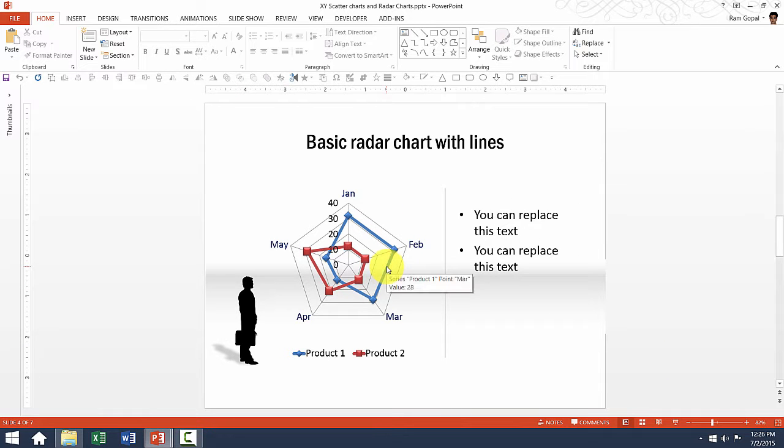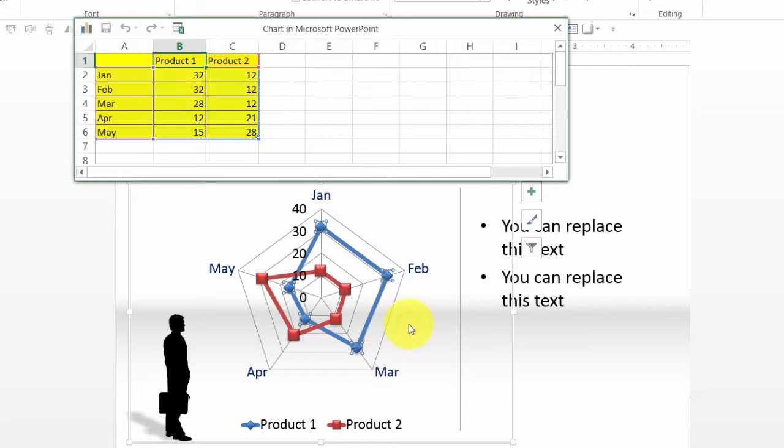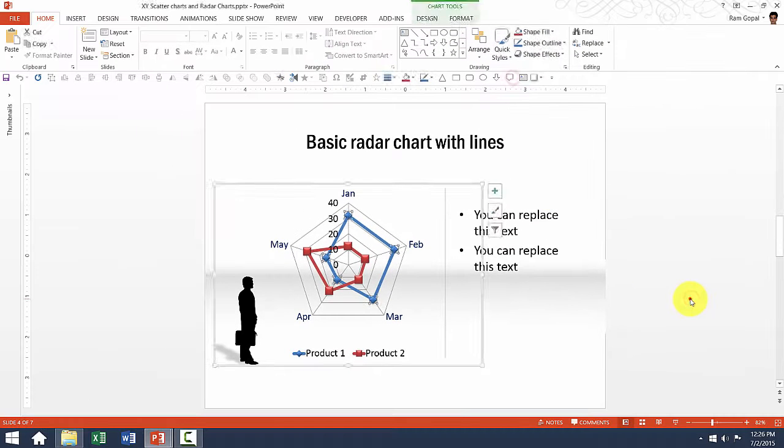This chart shows the performance of two different products indicated by blue and red lines, and shows how the sales volume differs by month. For example, in this case, you can see that product 1 seems to sell quite a lot in the month of February, whereas product 2 seems to sell quite a lot in the month of May. So that is how you need to read this radar chart. And this is a simple one. To edit the values, all you need to do is go to edit data and change the values for product 1 and product 2.